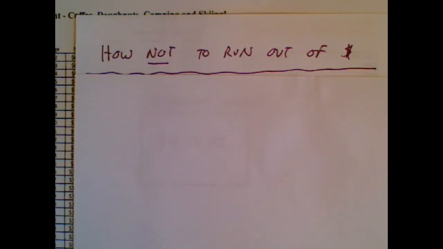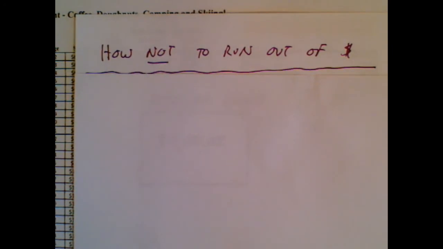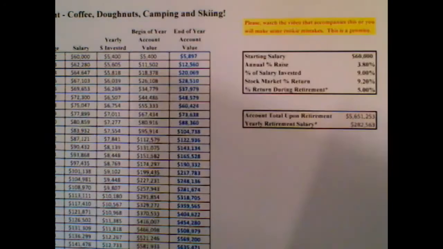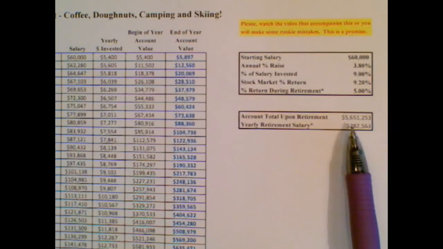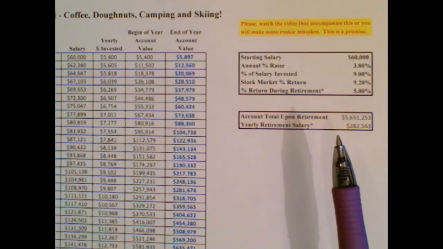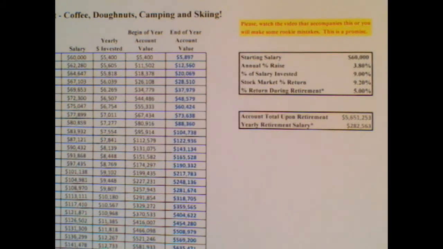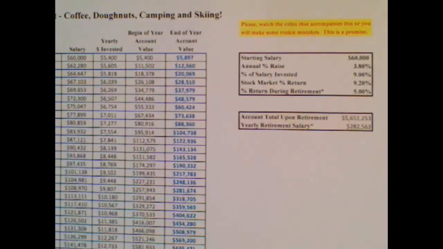This last part, and the most important lesson on here possibly, is how not to run out of money, because that would be a bad thing. So I'm going to focus on this portion of the spreadsheet, and I apologize as usual for the focus, because I don't think this is the best camera out there. Thank you, PLSD.